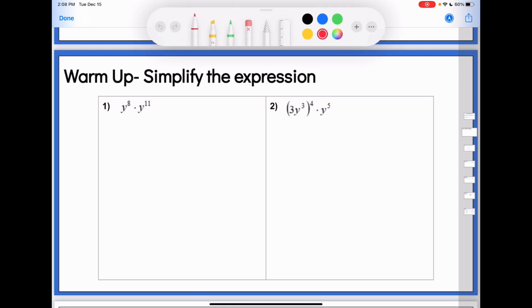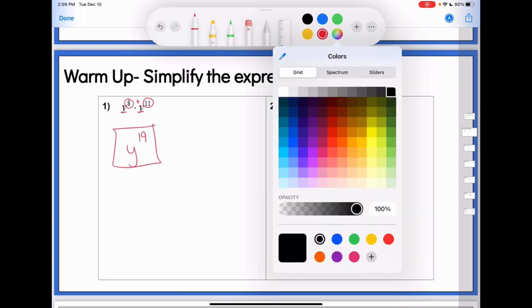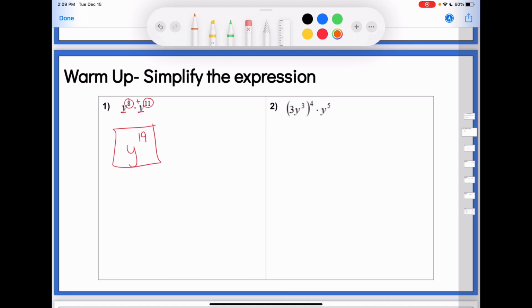All right, so in number 1, I see y to the 8th times y to the 11th. Those are like bases. When I'm multiplying like bases, I add the exponents. So I get y to the 19th for number 1 there. Okay, now in number 2, I've got a little bit more going on. 3y to the 3rd in parentheses, all raised to the 4th power, times y to the 5th.